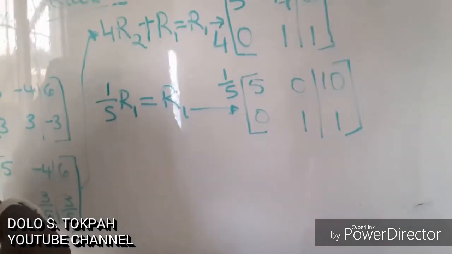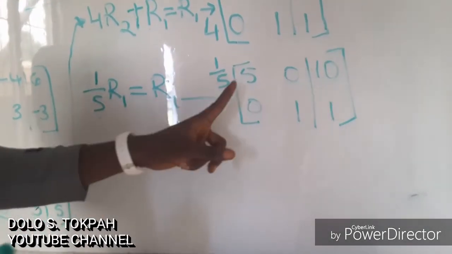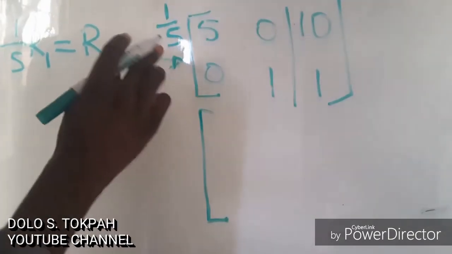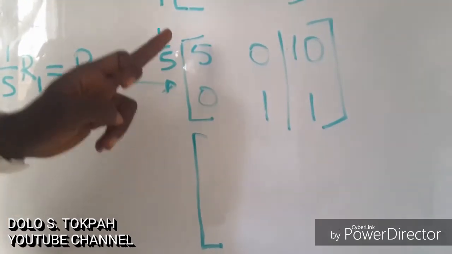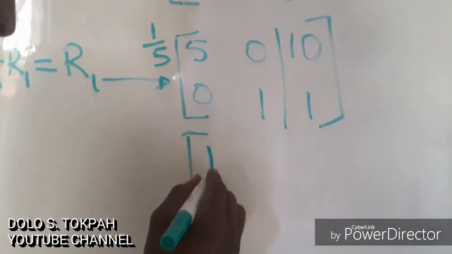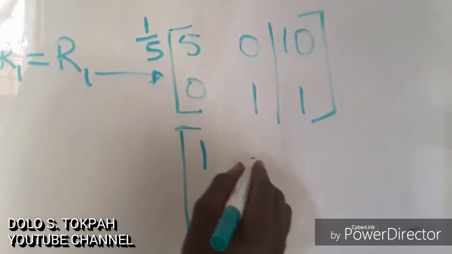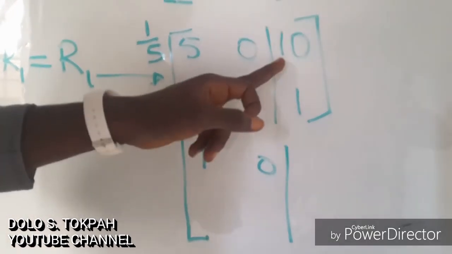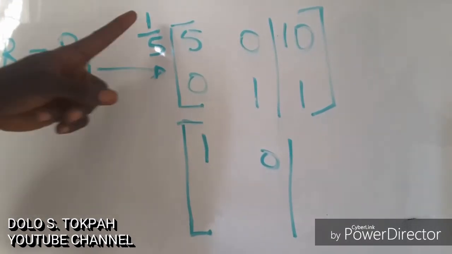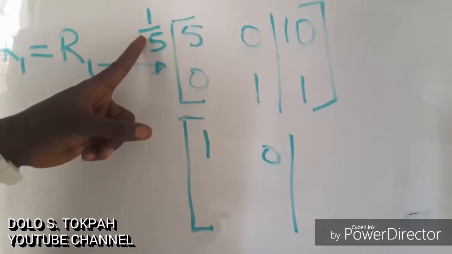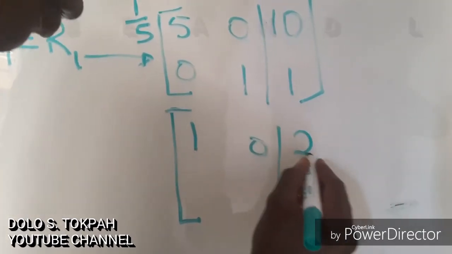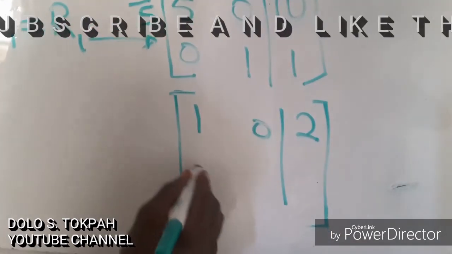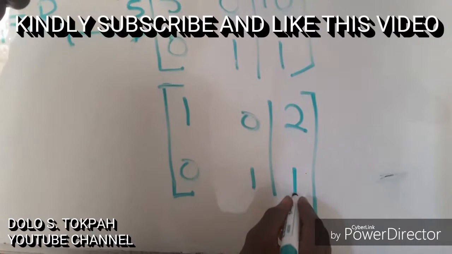We can now say here 1 over 5 times 5. We come to our next step. 1 over 5 times positive 5 will just give us positive 1 at this point. 1 over 5 times 0 just gives us 0. We draw our line. 1 over 5 times 10 will just give us 2, because 1 times 10 is 10, and 10 divided by 5 will give us positive 2 at this point. We close it. We just bring down the second row to be 0, 1, 1.